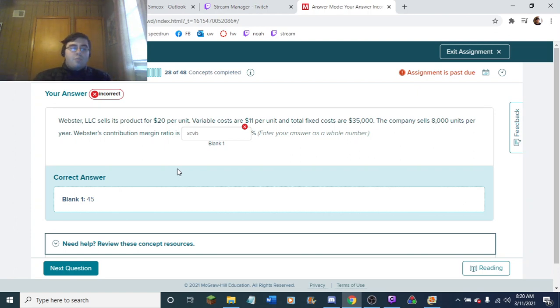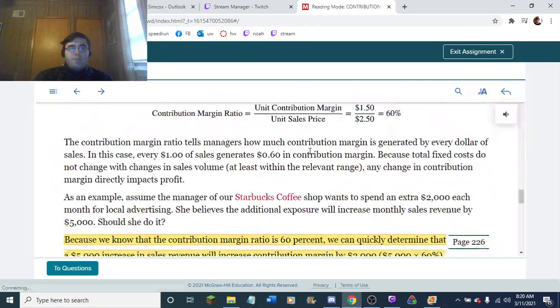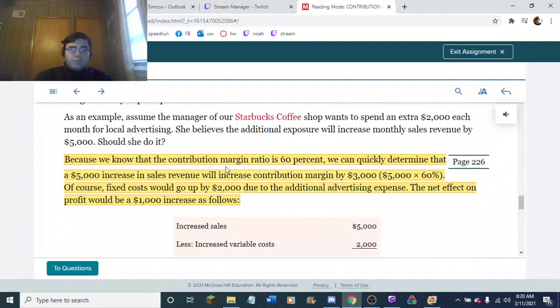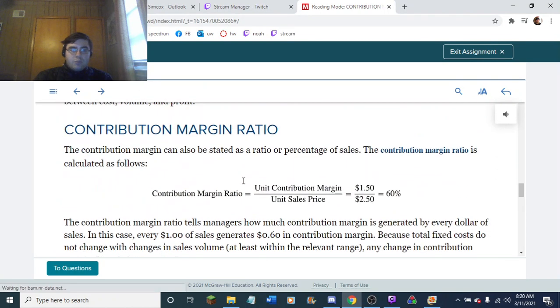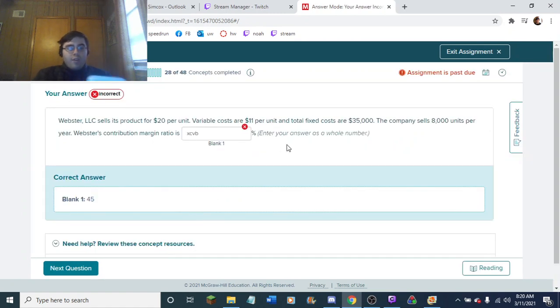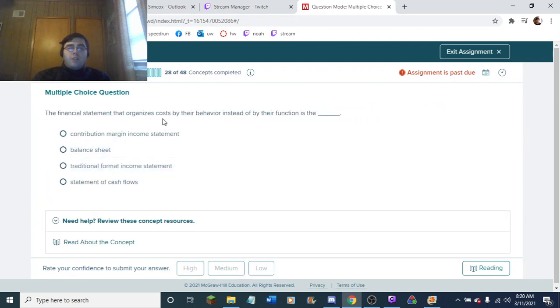I don't know what a contribution margin ratio is, so we have to look it up. It's the unit contribution margin divided by the unit sales price. Okay, that's very good to know. So the unit contribution margin is 9, the unit sales price is 20. So the answer is 45%. There we go. Finally.